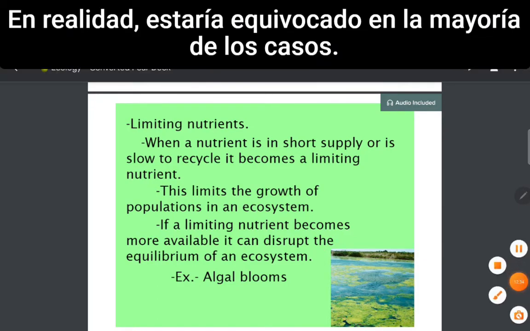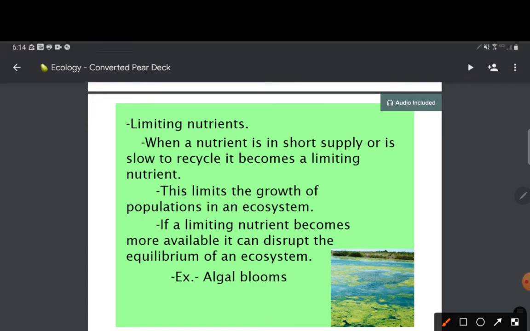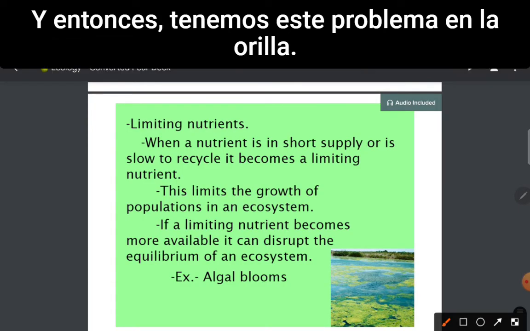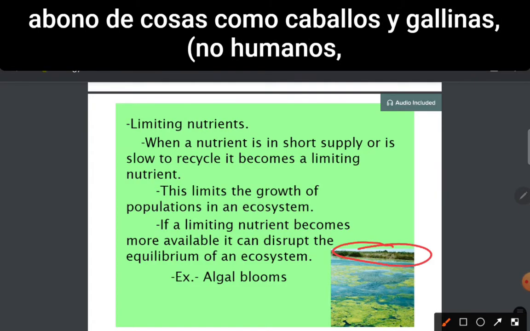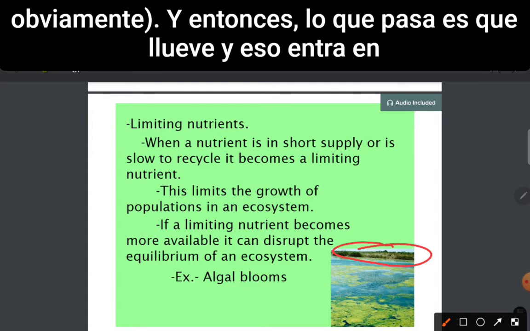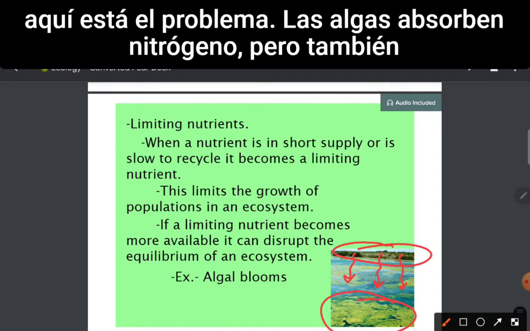You would actually be wrong in most cases, and here's why. You see, a limiting nutrient keeps things from overgrowing. And so we have this problem on the shore. Along the shoreline, we have farms, and those farms have manure on them from things like horses and chickens, not humans, obviously. And so what happens is it rains, and that goes into the water, and that nitrogen will cause algae to bloom. But here's the problem.